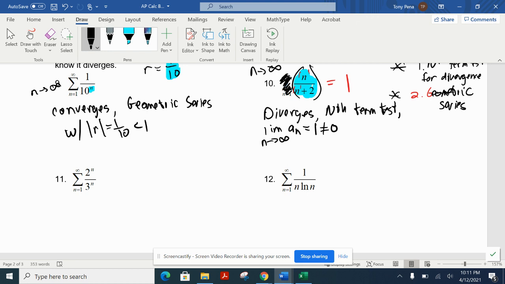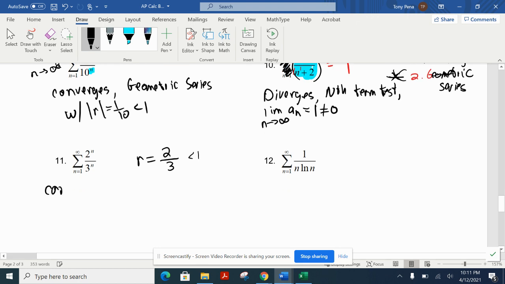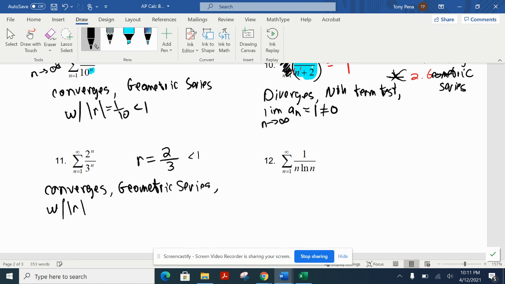So, look to see, is it geometric? And hopefully we can see this is geometric. They both have exponents. And we would then hopefully understand our numerator is repeatedly multiplied by a 2. Our denominator is going to be repeatedly multiplied by a 3. So this is a geometric series. And since this ratio is less than 1, this should be a geometric series that converges. So we say converges, geometric series, and then state that this has a ratio whose absolute value is 2/3. That is less than 1.